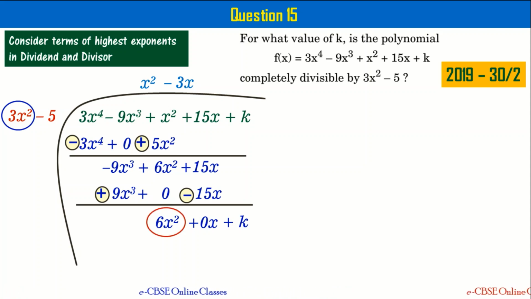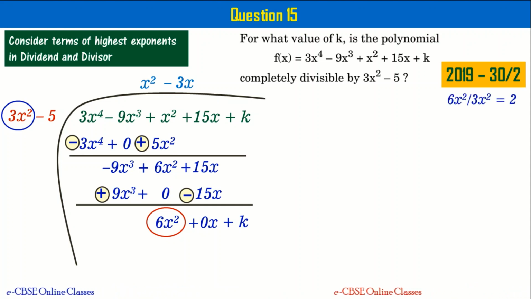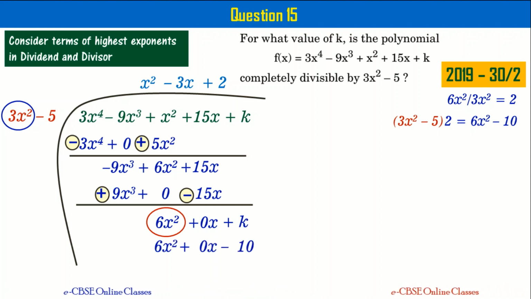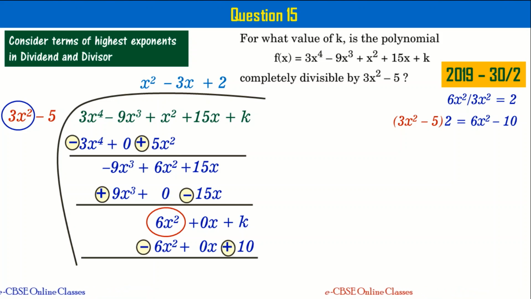From this expression, 6x square is the term of highest exponent. Let me divide 6x square with 3x square. The answer I get is 2. The next step is write plus 2 as part of quotient. So that quotient now becomes x square minus 3x plus 2, right? And multiply divisor with number 2 such that you get 6x square minus 10, right? Let me subtract this from the previous expression. When I subtract, what I get is k plus 10 as the answer or the remainder, right?